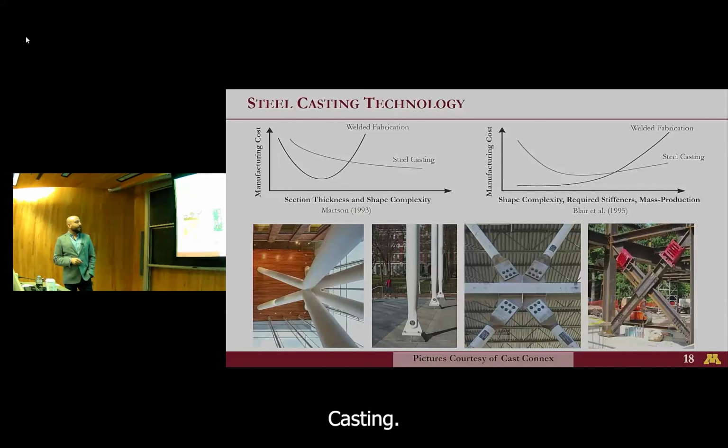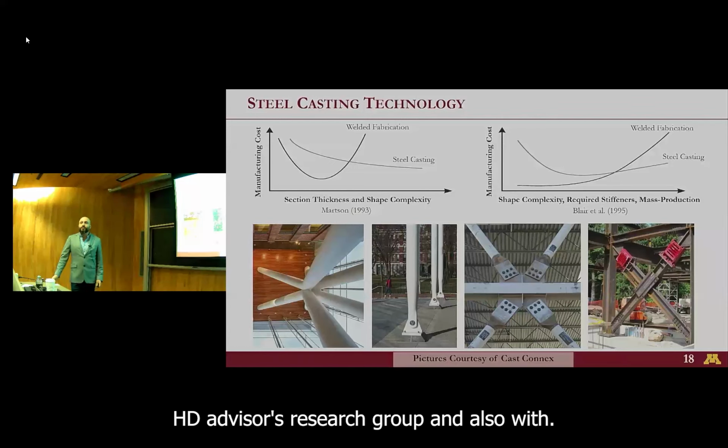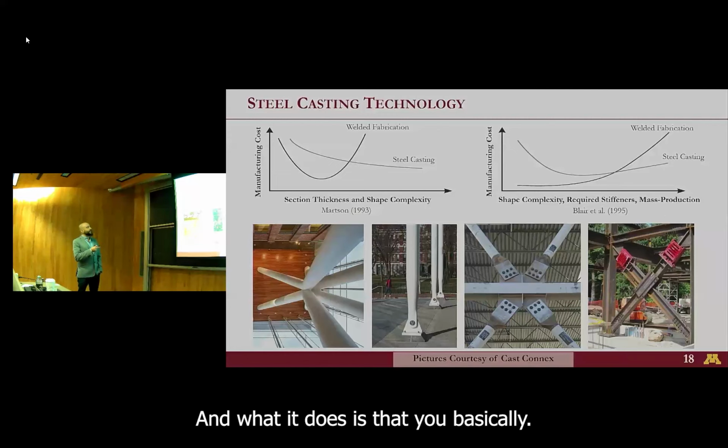So, steel casting. We've had a lot of success stories at the University of Toronto in my PhD advisor's research group, and also with CastConnex, the industry partner of the project. So steel casting is another way of fabricating steel. And what it does is that you basically use a mold in a sense, right? And it gives you freedom of geometry.